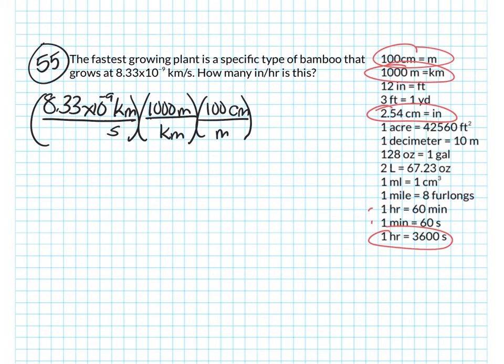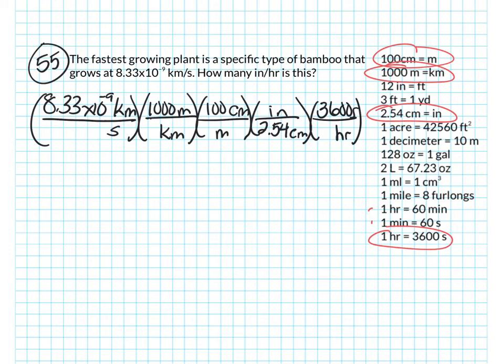And then centimeters to inches. So 2.54 centimeters to an inch. And then finally seconds to hours. So I'll go from seconds to hours. Seconds on the bottom, so on the next one I got to put seconds on the top. 3,600 seconds over an hour.